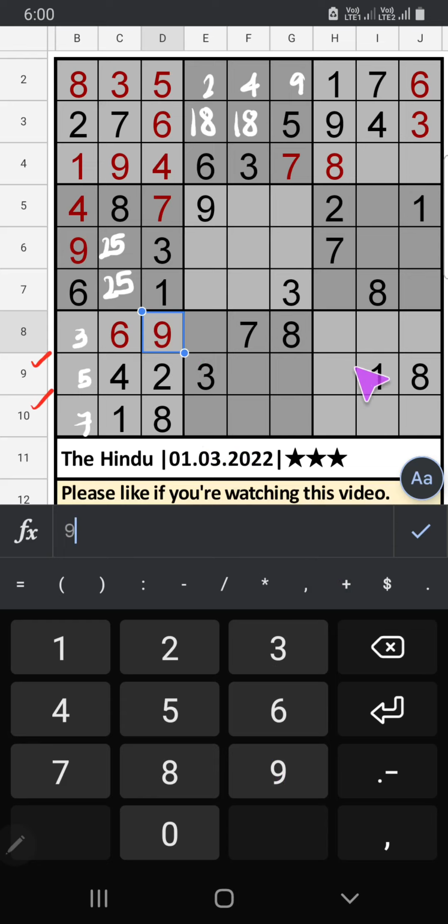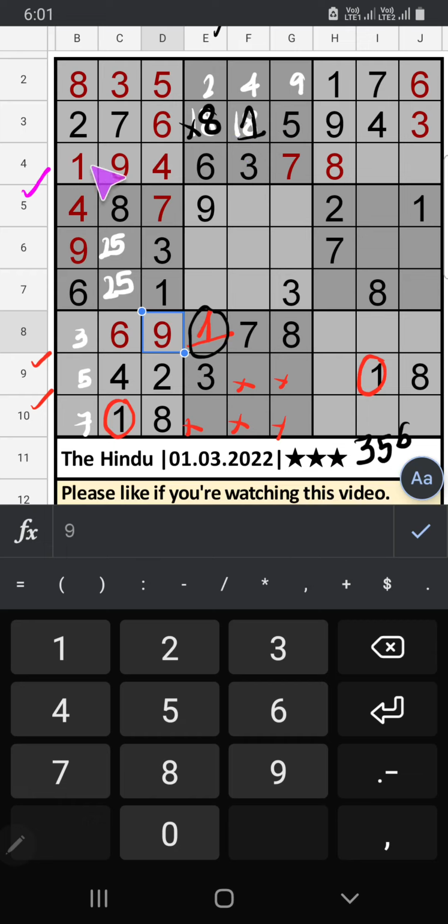Ninth row and 10th row, we have 1. So 1 can't come in these cells. Then 1 is confirmed here. Column E, we have 1. So 1 can't come in this cell. 1 is confirmed here. Then 8 is here.